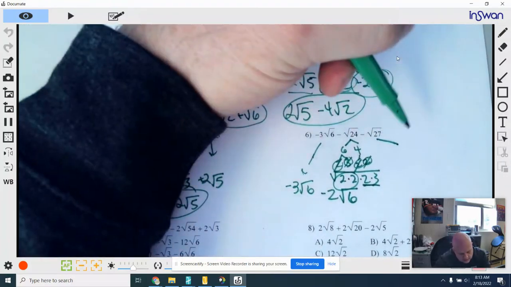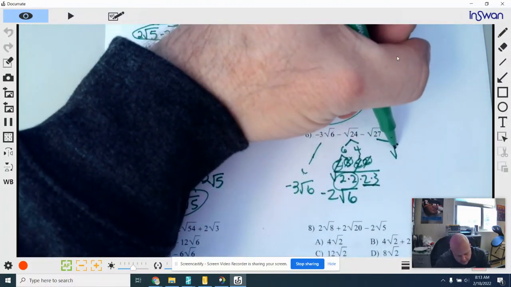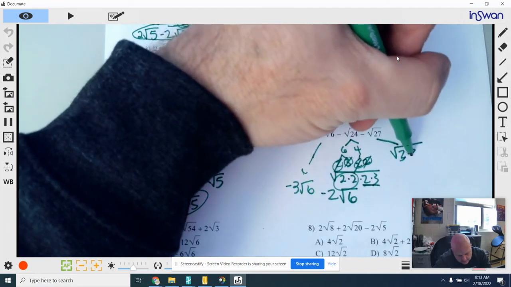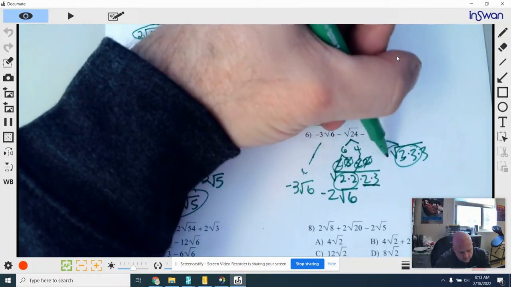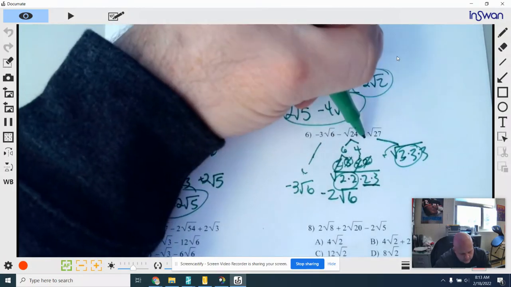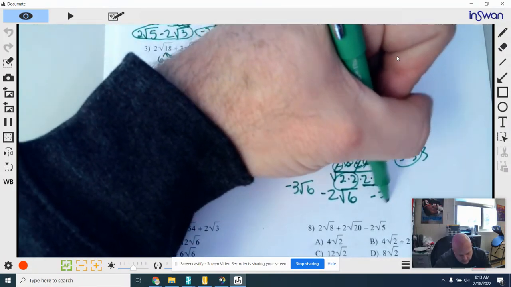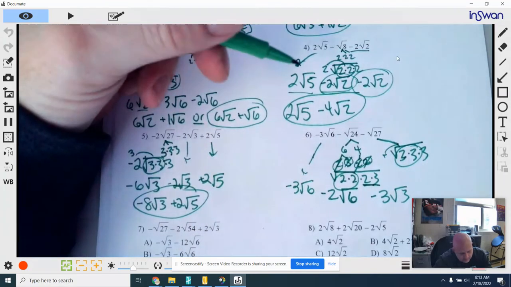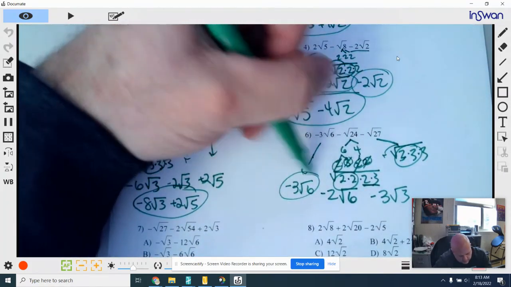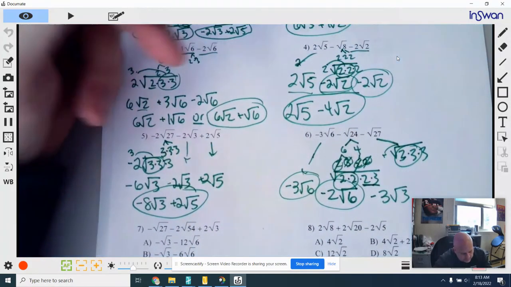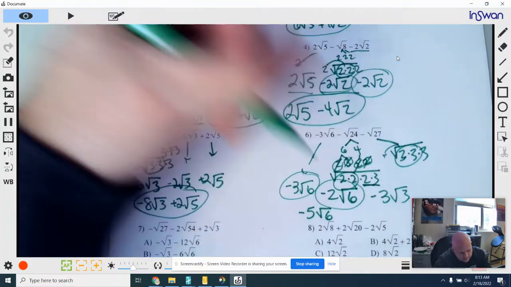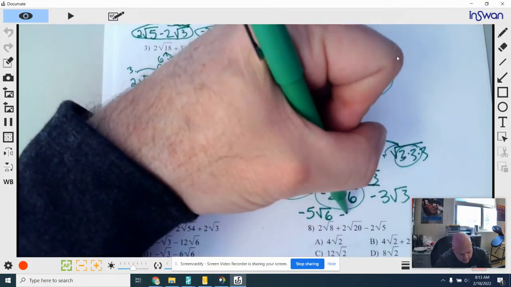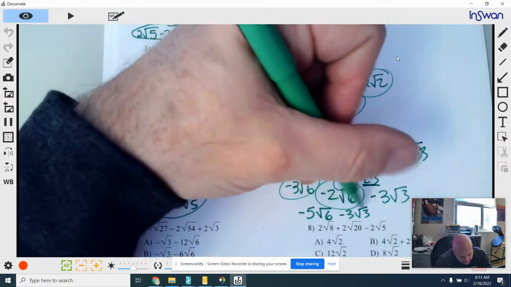Okay, in the back, negative root 27. Well, we know that that's 3 times 3 times 3. Pair of 3's, out comes one of them. So that was a negative out front, so that's minus 3 root 3. Okay, look for my like terms. These two are like terms because they both are root 6's. So that comes together, gives you negative 5 root 6. And then we have this minus 3 root 3 that has no match in the end.